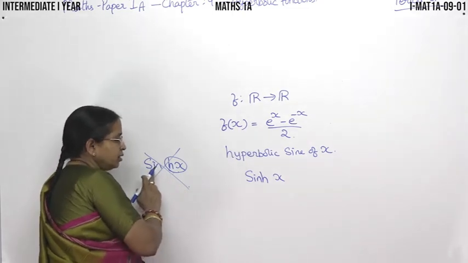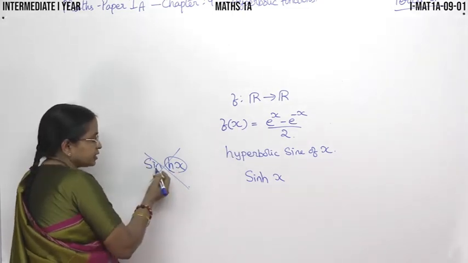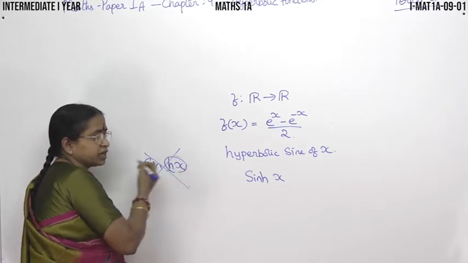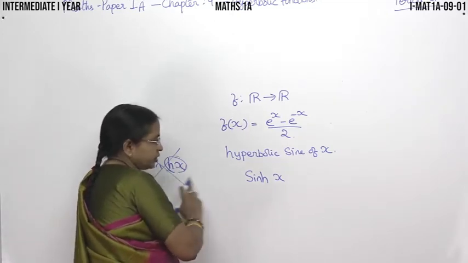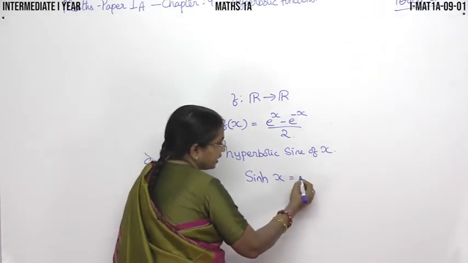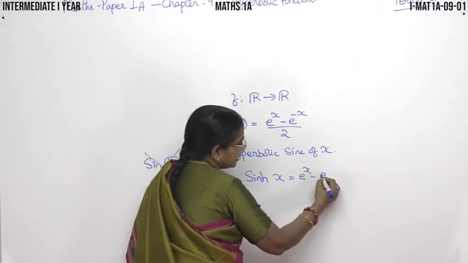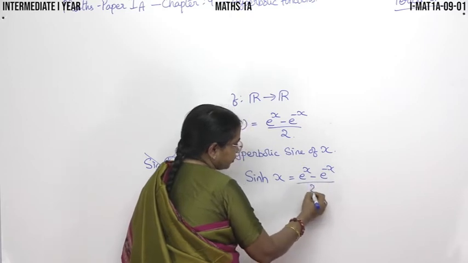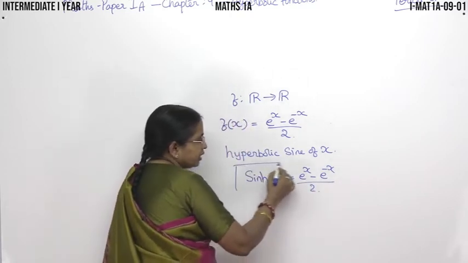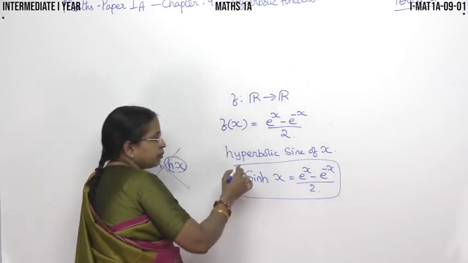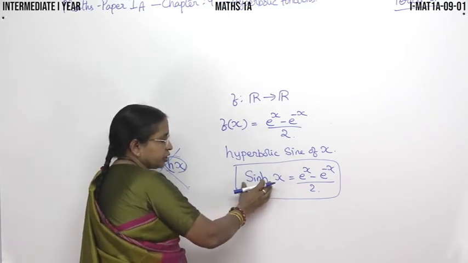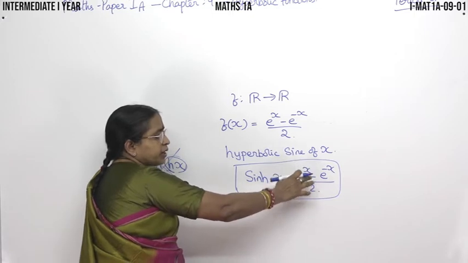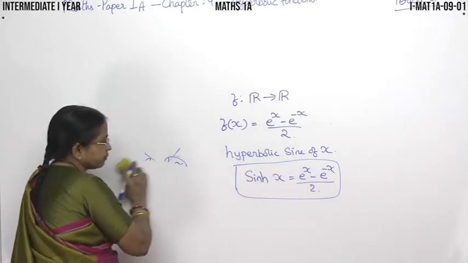Because sine of hx would be a trigonometric ratio whose angle is hx, so this notation is wrong. Sinh x is defined as e power x minus e power minus x by 2. This is the definition. You must learn this formula. So the hyperbolic sine of x is given by sinh x equal to e power x minus e power minus x by 2.